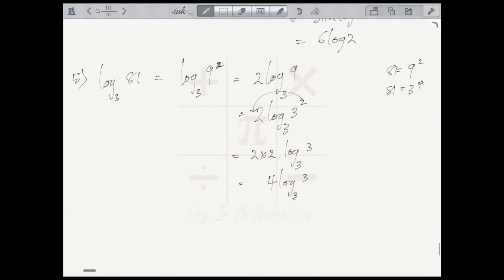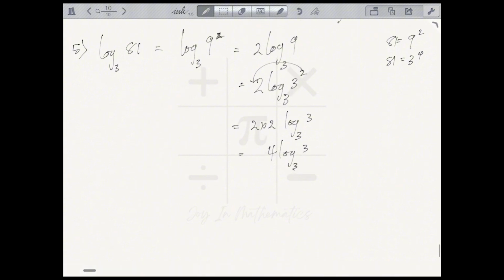In the same vein, 81 is equal to 3 raised to the power 4, so we just say log 81 to base 3 is log 3 raised to the power 4 to base 3, and this will give us 4 log 3 to base 3.